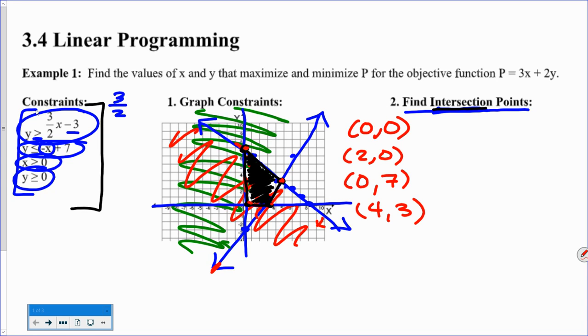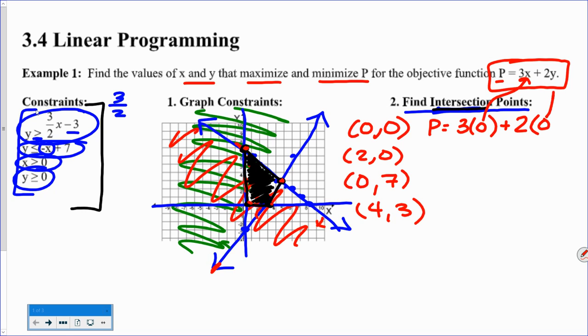All right, so we use those points. So here's that objective function from the very beginning. That's where I'm going to plug my points in, the x and the y value for each point. And I want to find the value of x and y to maximize and minimize the function for p. Okay, so if I'm testing out 0, 0, it's not very interesting. I'm plugging in 0 for x and 0 for y, since that's the point that I have, and I'm plugging that into that objective function. So then p would equal 0.